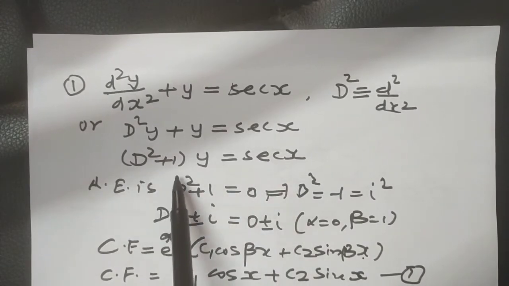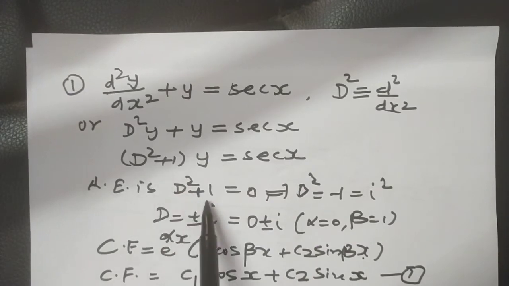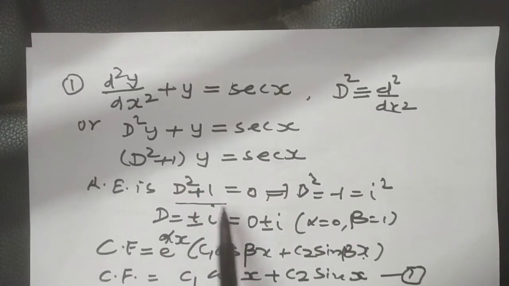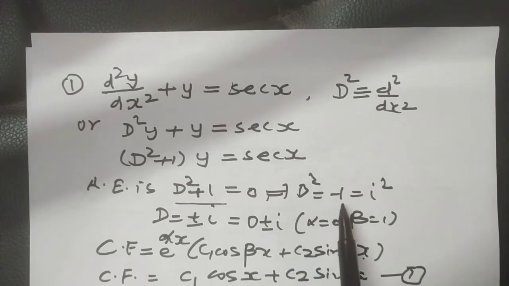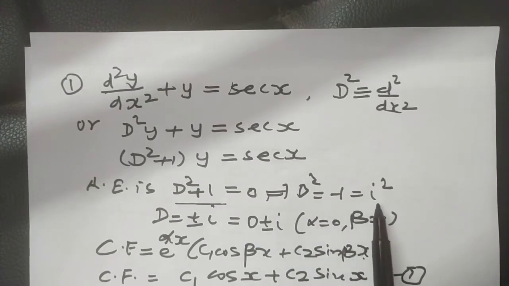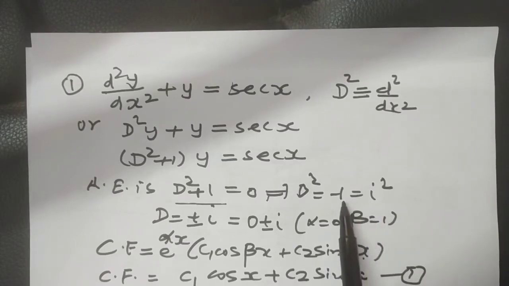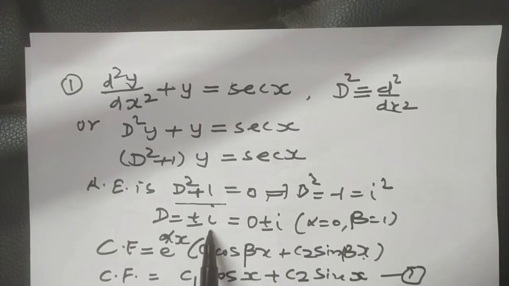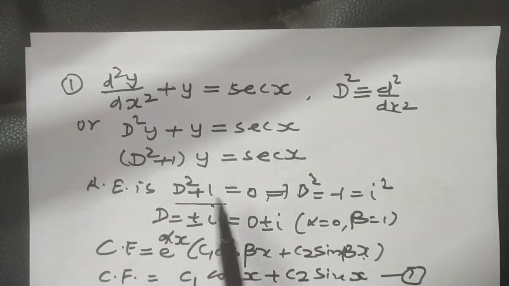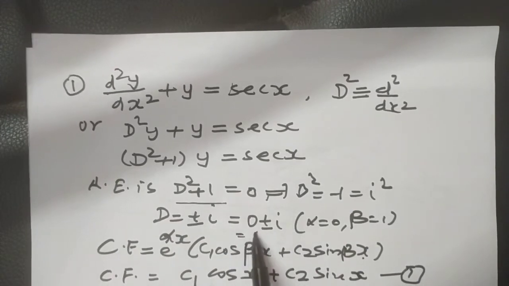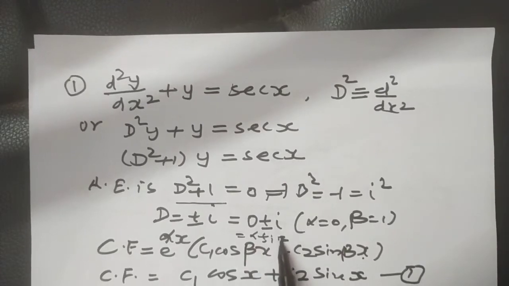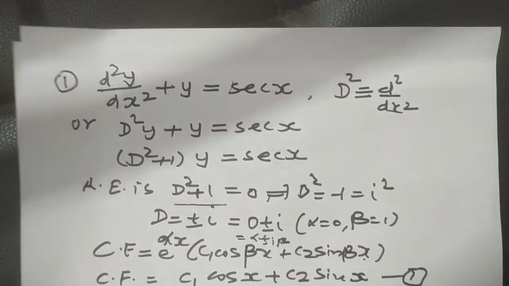Now I write down the auxiliary equation: f of d, meaning d square plus 1, is equal to 0, or d square is equal to minus 1, and minus 1 is i square, where i is a complex number. Taking the square root on both sides, d is plus or minus i. This is of the form alpha plus or minus i beta. So alpha is 0, beta is 1.